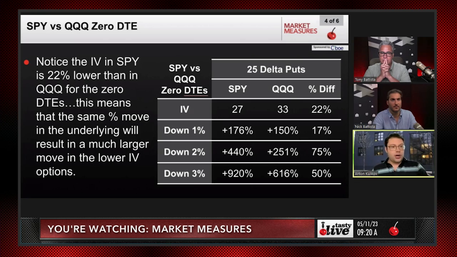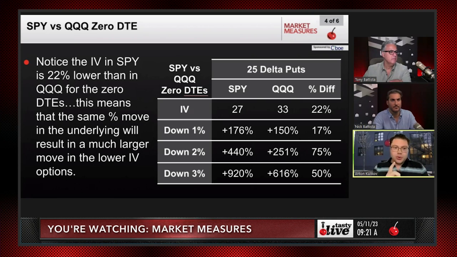You're paying more, but your payoff is greater if you get the move, right? Now, here's the cool part. When you're down 1%, now remember, the expected move, if you look at it between SPYs and Qs on a single day when volatility is about this much, is about 1.5%, approximately. That's the expected move, okay?